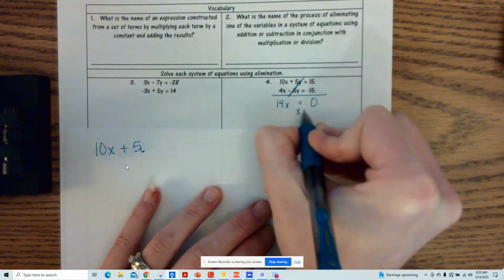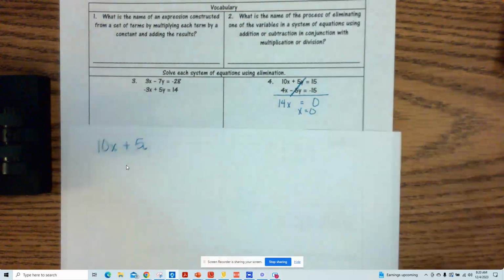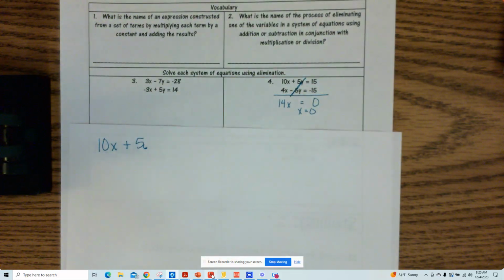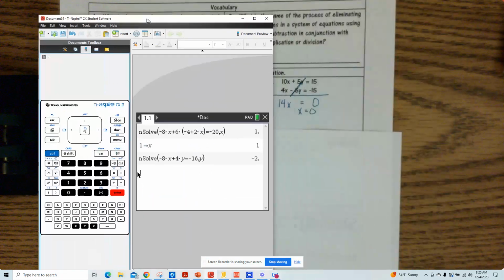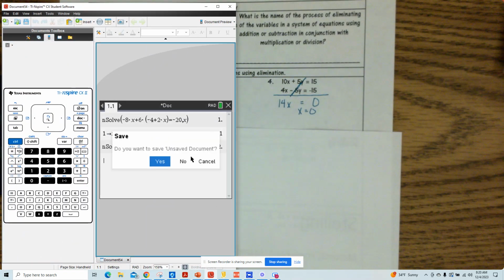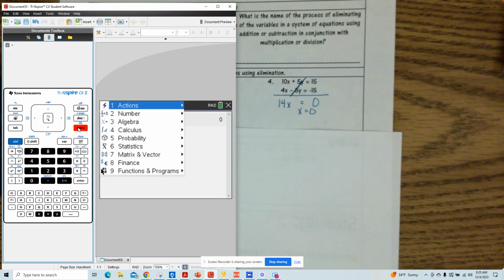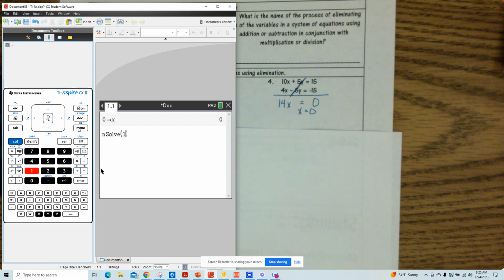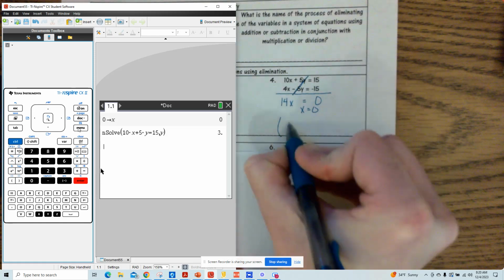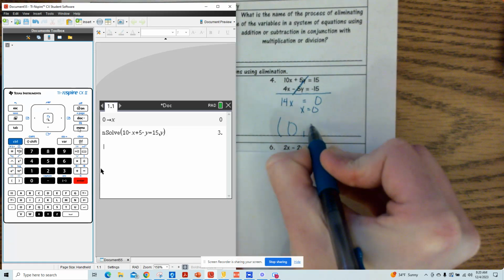X equals 0. So at that point, I can tell my calculator that x equals 0. So 0, control var x. And it doesn't matter which equation you pick. You're going to menu 3-1, one of the equations. We know what x is, so comma y. Y is a 3. So my ordered pair, if x is 0, 0 is the first number, y is 3.